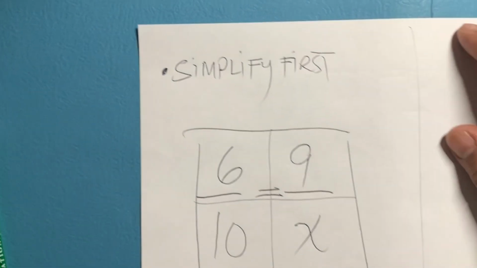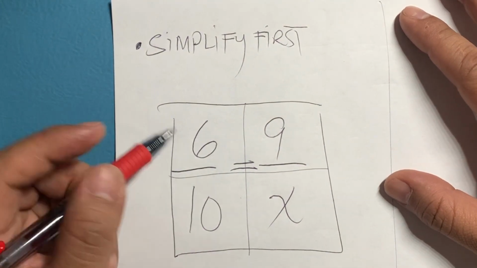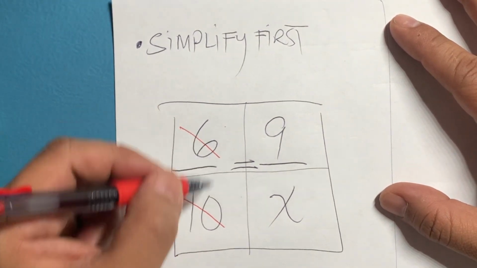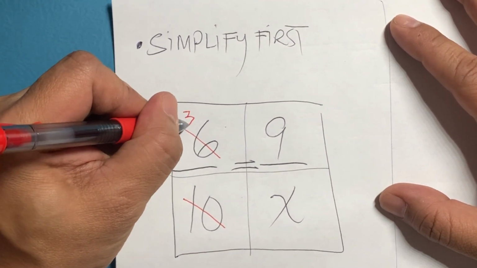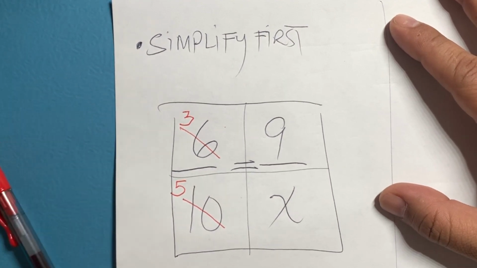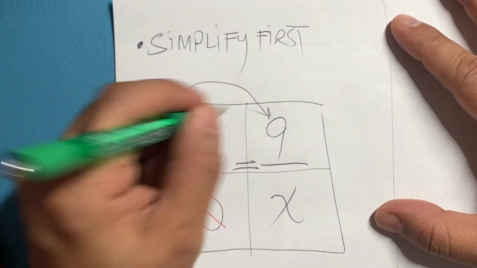The next method is to simplify first. How do I simplify? If you look at the left side, think of it as a fraction that could be simplified as divided by 2, divided by 2, that's going to be a 3/5. Now, after simplifying, it's easier to use any other method because you could see the 3 became a 9.